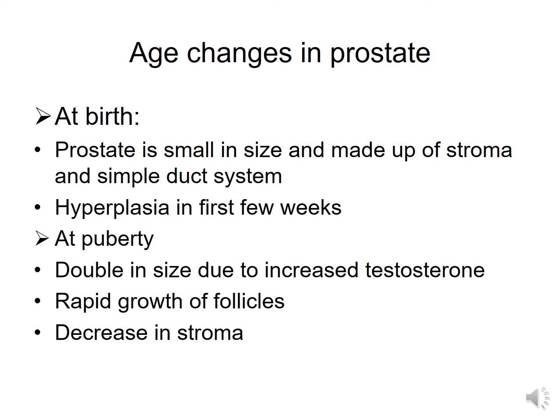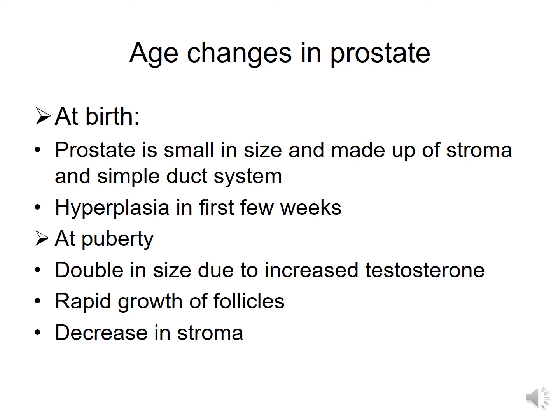Histologically, if we see the slides of prostate, then it differs at various stages of life. At birth, the prostate is small in size and is made up just of stroma and a simple duct system. There are no follicles at this stage, and hyperplasia occurs in the first few weeks. So negligible changes occur till 9 years of age.